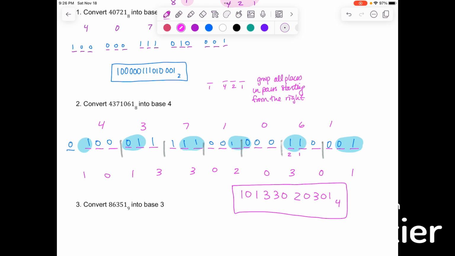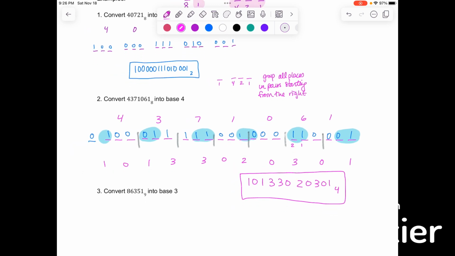All right, so just to recap, what we did is we took each digit in base 8 and we expanded it into 3 places for base 2, and then recognizing that 2 digits in base 2 is equivalent to 1 digit in base 4, we were able to take that expansion and group it 2 digits at a time.